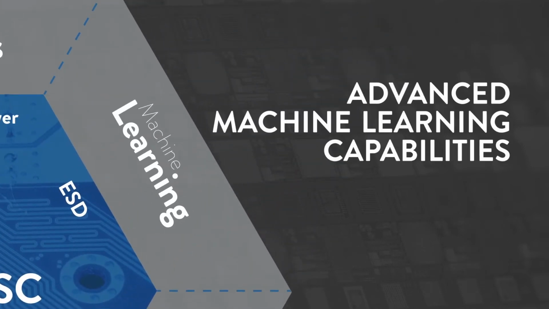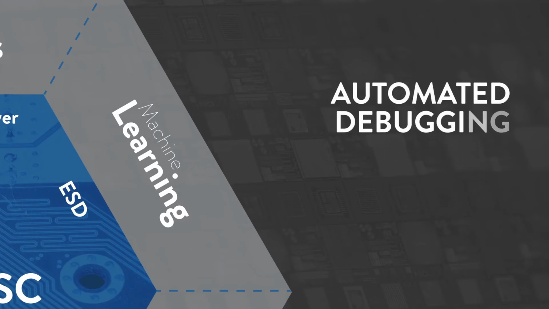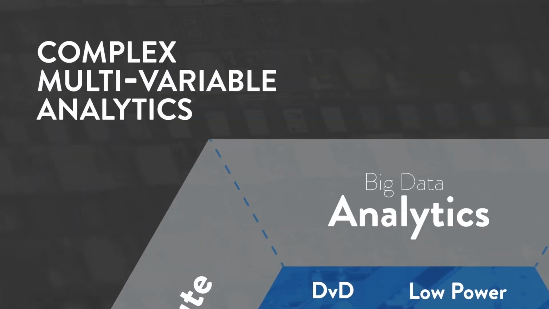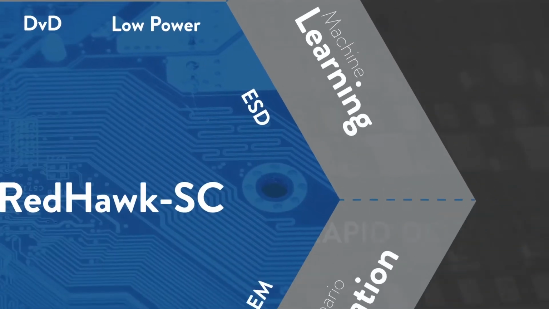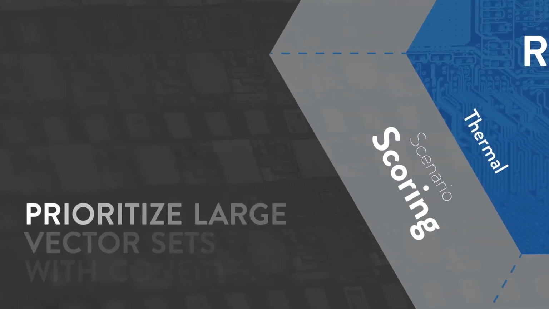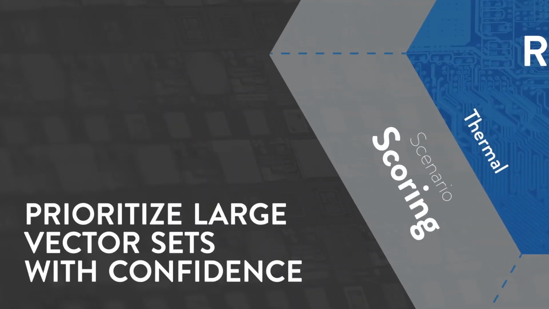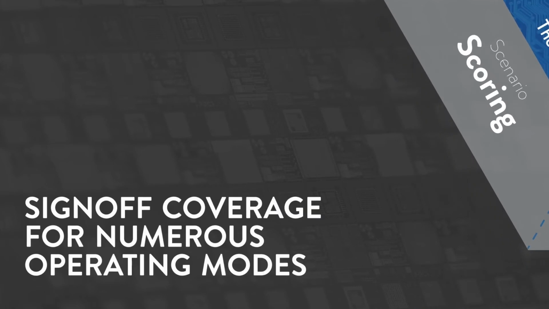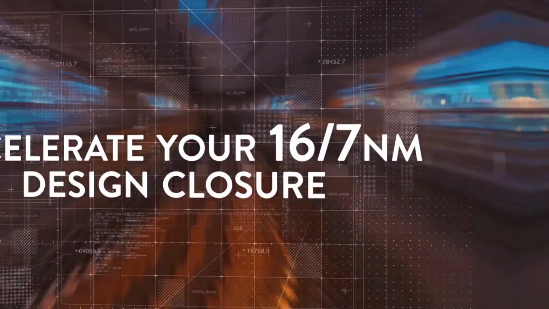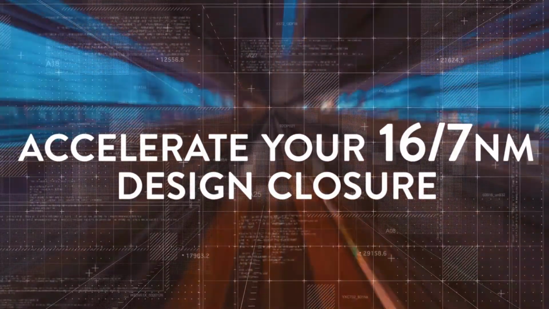The RedHawk-SC platform has advanced machine learning capabilities that allow you to rapidly automate and debug designs, run complex multivariable analytics, explore thousands of switching scenarios overnight, prioritize large numbers of vector sets by analyzing multiple parameters, get sign-off coverage for numerous operating modes, seamlessly scale to the complexity of your designs, and ultimately, accelerate your design closure.